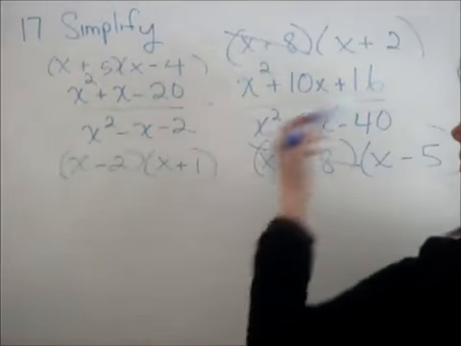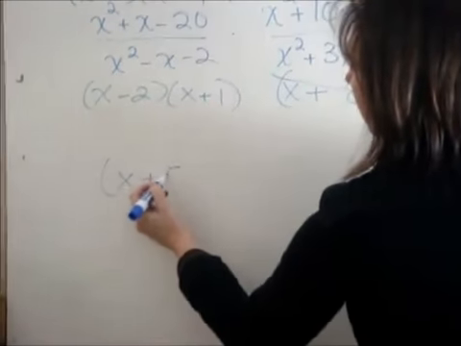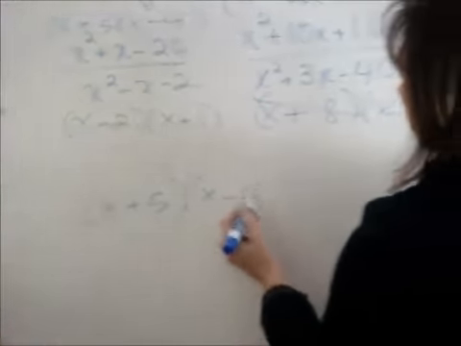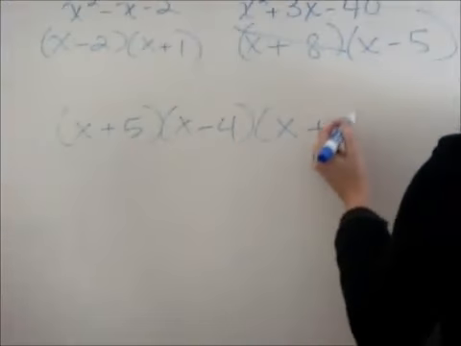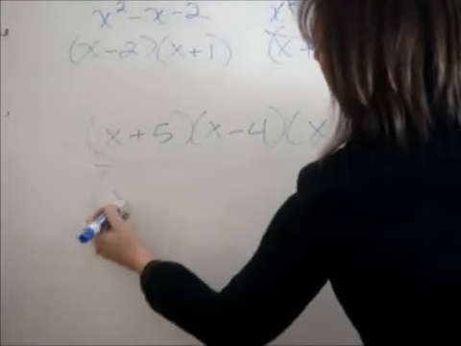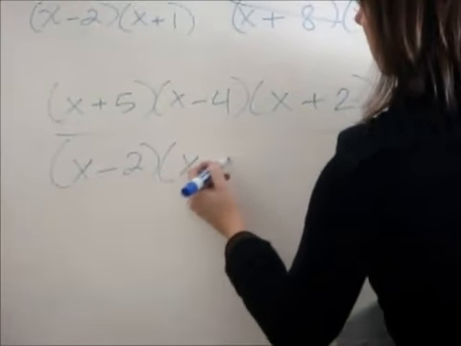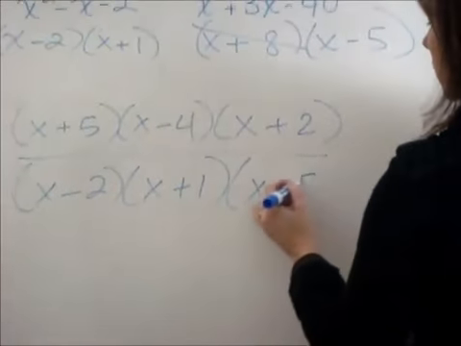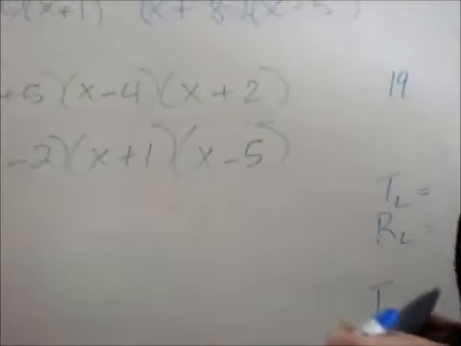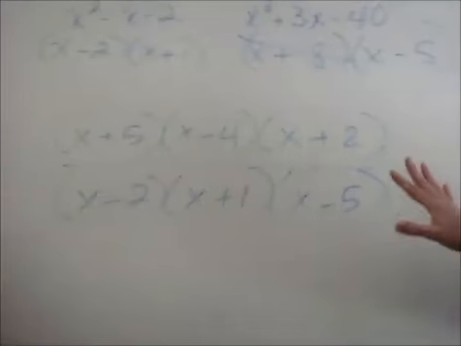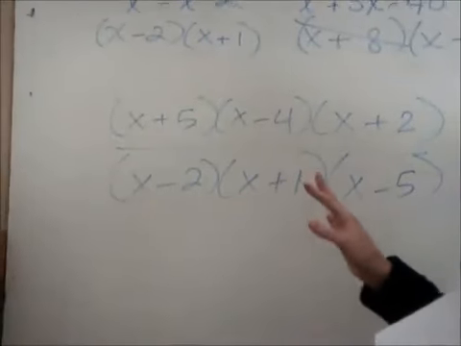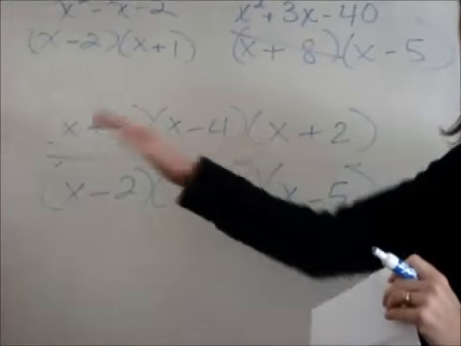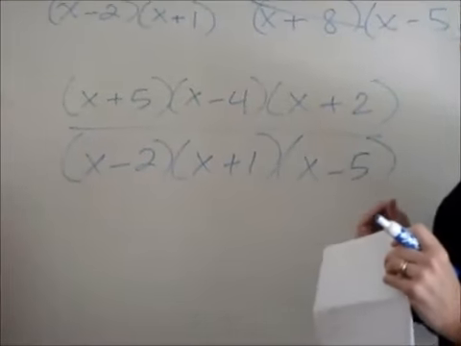So we just multiply across the top, x plus 5, x minus 4, x plus 2, over x minus 2, x plus 1, x minus 5. And that's it. It doesn't look nice, and so some of you thought you'd just take it on your own and just get rid of things that kind of matched. But they have to be exactly matching factors to cross them off.